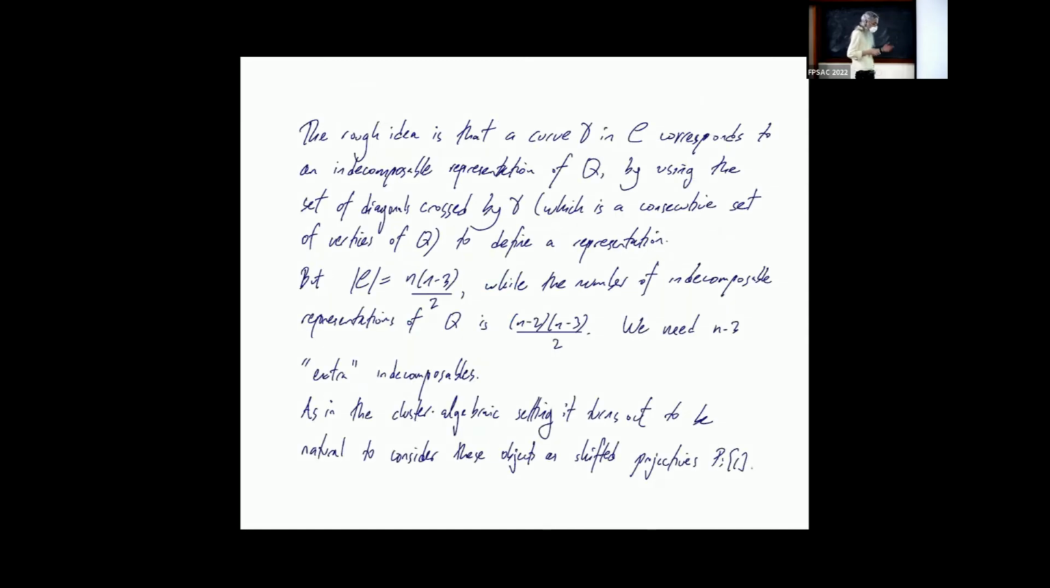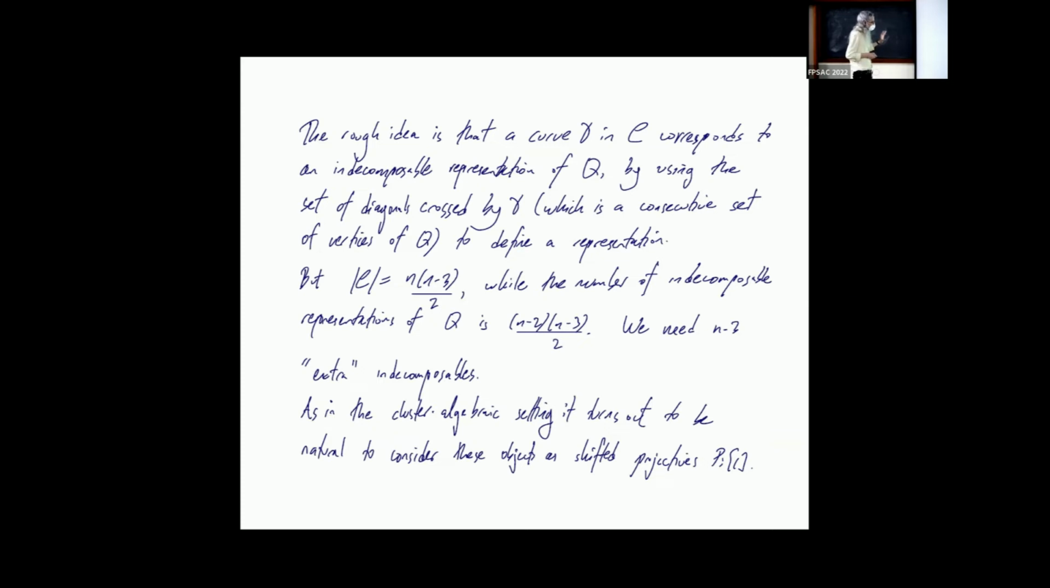So we want to turn our geometric data of curves on the surface into indecomposable representations of Q. Roughly, the way we want to do that is to consider the set of diagonals crossed by the curve gamma, which is some consecutive set of vertices of Q. And as we said, that defines an indecomposable representation of Q. That isn't exactly right. That isn't exactly what I want to do.